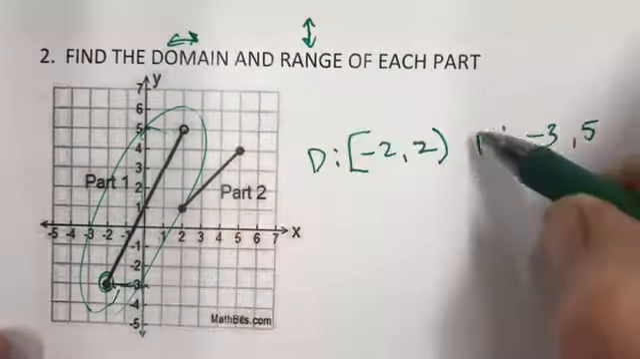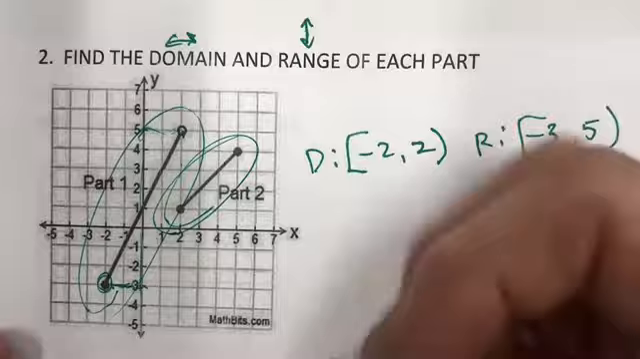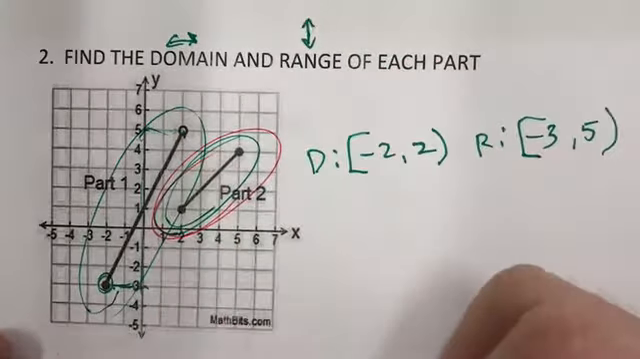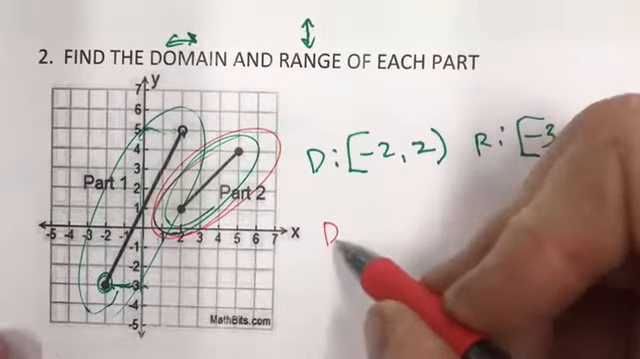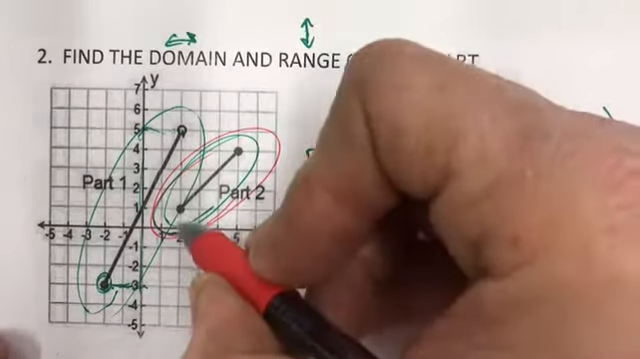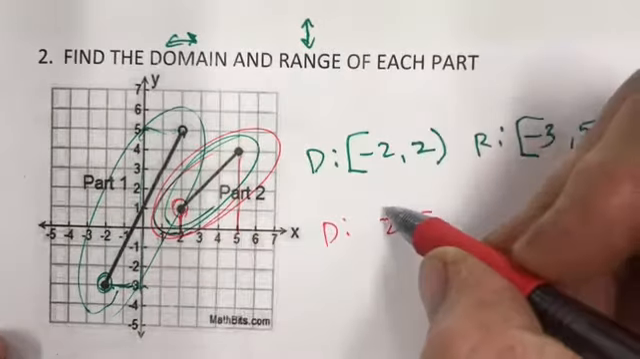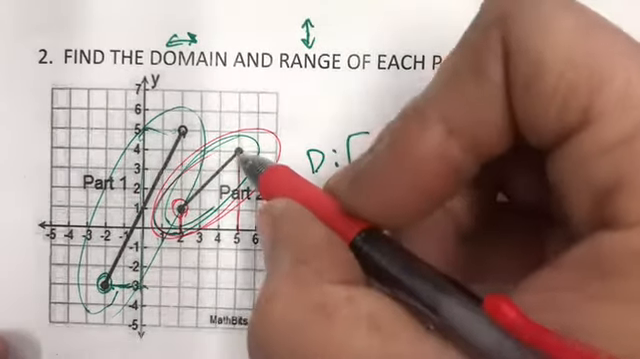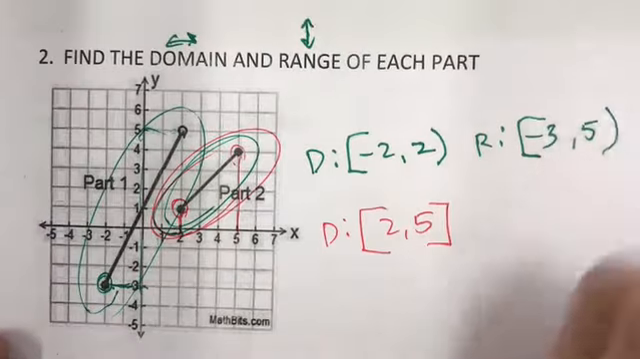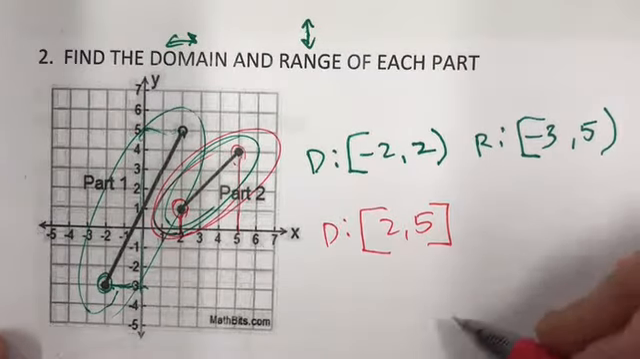The second part, this one here, I'll do it in red. Okay, so on this part right here now. Okay, the domain is left and right. So the furthest to the left it goes is 2. The furthest to the right it goes is 5. So it goes from 2 to 5. Now look here, this is colored in. It's included, so I put a bracket. This is also colored in, so it gets a bracket. So there's my domain for that part.